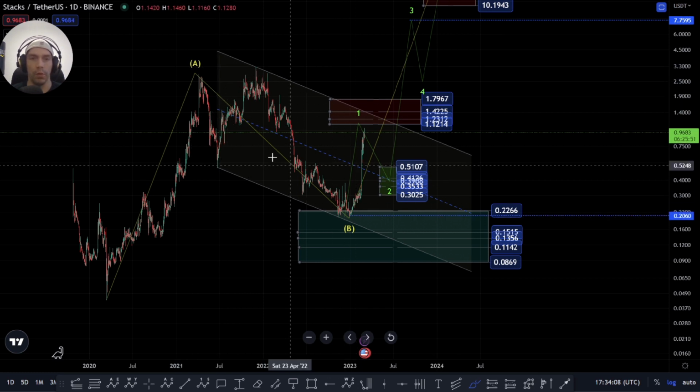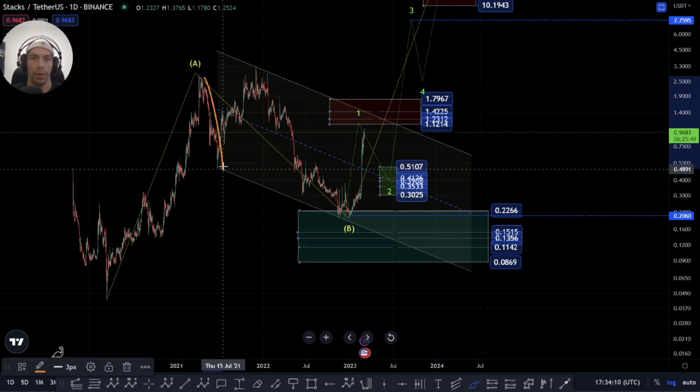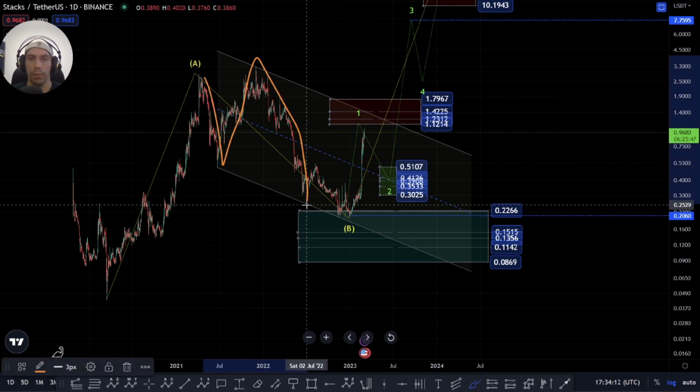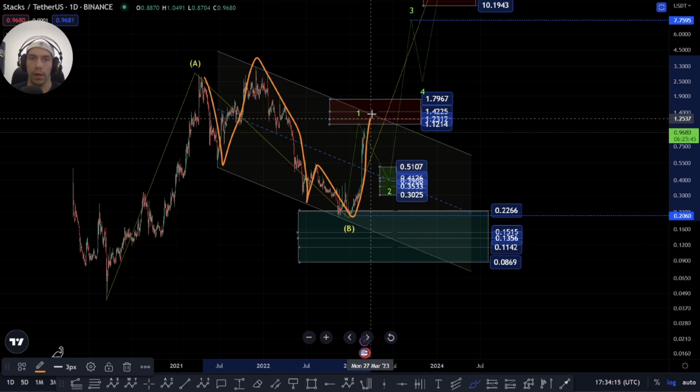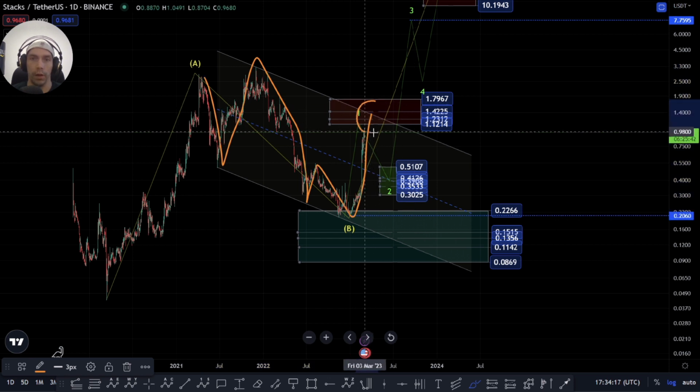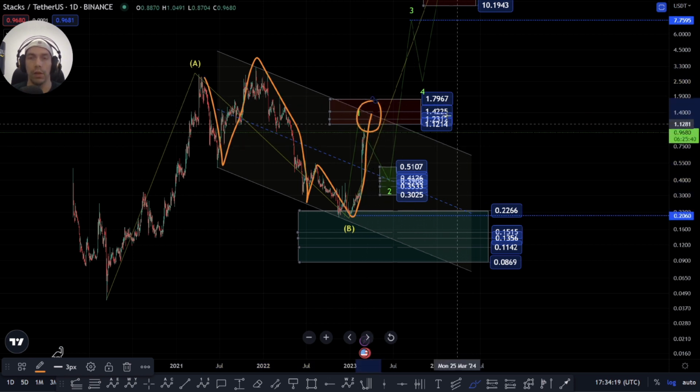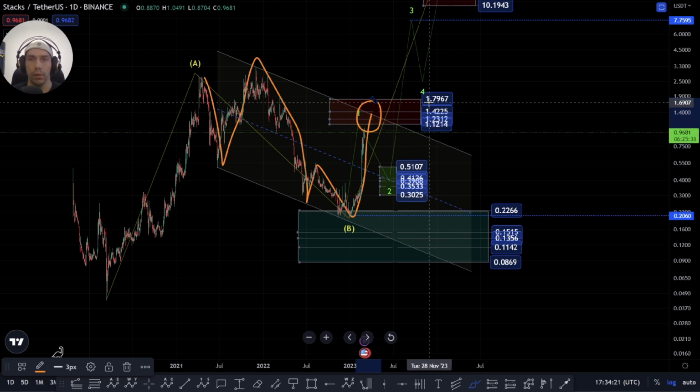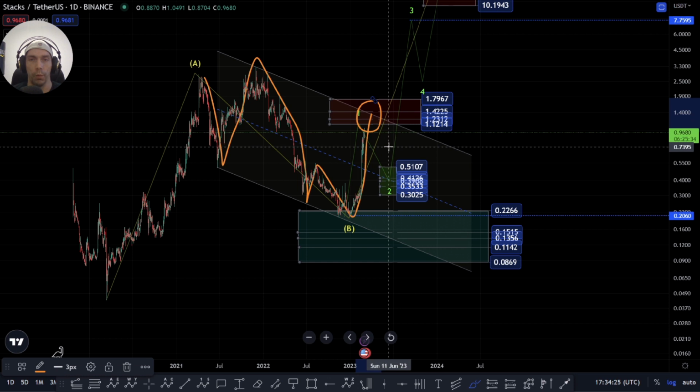So we also need to just be aware that we could see something here where we have this as an ABC potentially. We could see this as a connector wave within here, coming up into this zone here of the $1.1767 to this $1.1967 to this $1.1214 range.